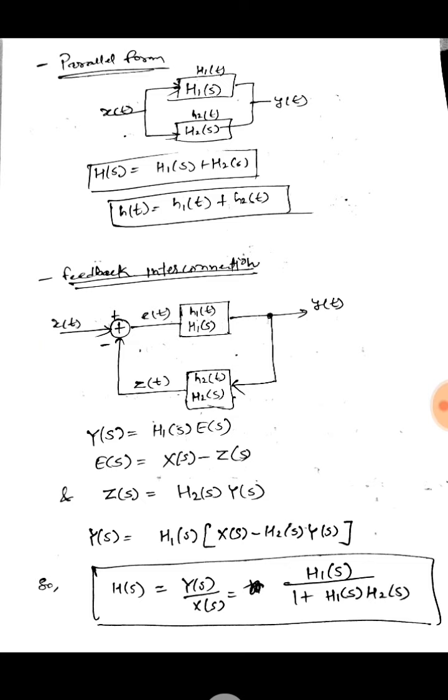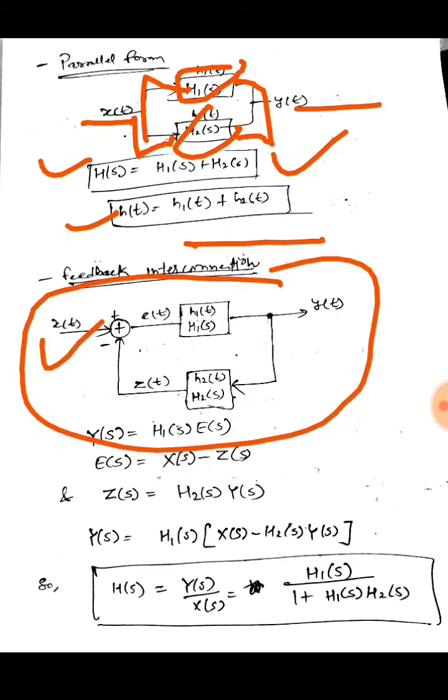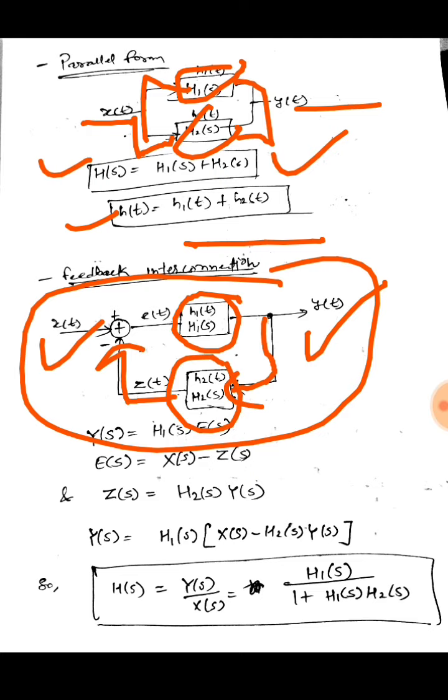Similarly, if we have a parallel form, that is, two systems are connected in parallel and both of them are fed with the same input and the output is y(t), then H(s) would be H1(s) plus H2(s) and h(t) will be h1(t) plus h2(t). Now if we have a feedback mechanism in our system, that is, the output is feeding back to the input, then it will look like this: this is x(t) input, y(t) is output, and this is our transfer function H1(s), and the output is now feeding back to the input using a transfer function H2(s).